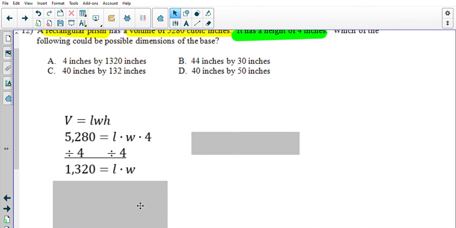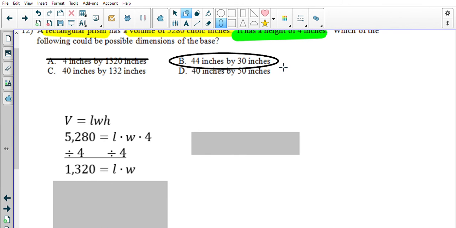So what I would do is I would go into these 4 answer choices, and I would grab my calculator, which I'm doing right now, and in choice A, I would take 4 times 1,320, which is clearly not going to get me 1,320. So that means I can eliminate choice A. Let's go to choice B. We've got to take 44 times 30. That gets me 1,320. So that tells me that those could be dimensions of the base of this rectangular prism.